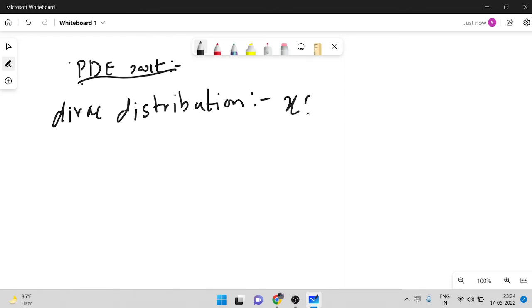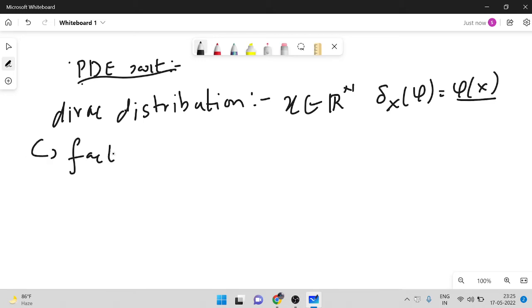So for every x belonging to R^n, delta of delta x is phi of x. So it is basically evaluation at that particular point. Just a fact that I'm going to state without proof.